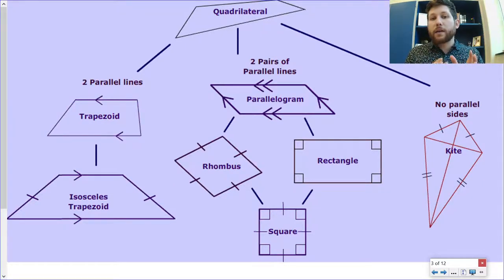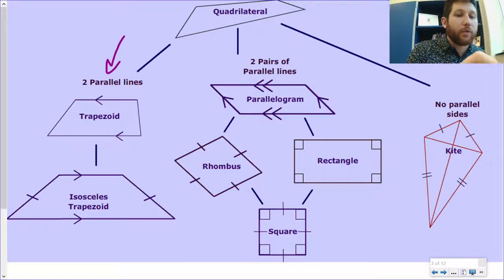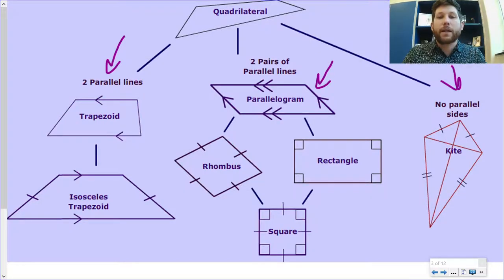Now, we can talk about some special kinds of quadrilaterals based off the number of parallel sides they have. If it only has one set of parallel sides, we end up with a trapezoid over here. We're going to look at those later, not in this video. If it has no sets of parallel sides, it might just be a regular quadrilateral, or it could be something called a kite. We're not going to talk about that now either. But what we are going to talk about is if it has two sets of parallel sides, and that's our parallelogram. And so far, we've only talked about parallelograms.